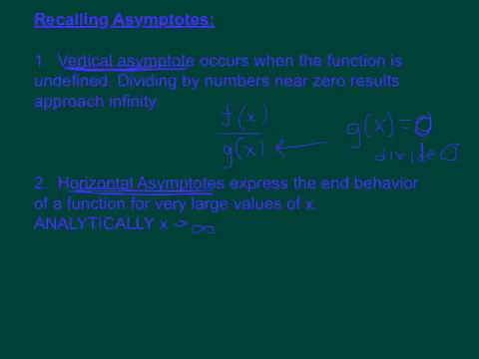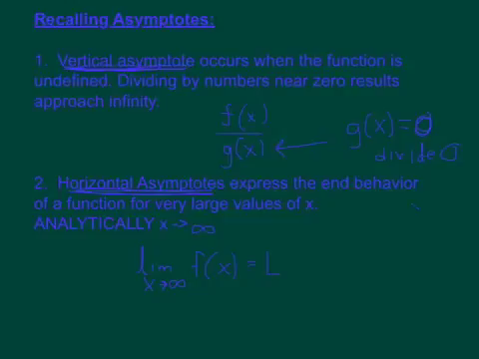Now mind you, you cannot substitute infinity for x. You can't plug in infinity and say infinity plus 1 divided by infinity minus 3. That's hard for the human mind to wrap around. So what we're actually doing is calculating a limit as x approaches infinity for our function. And if that function equals some number at infinity, then we have found the horizontal asymptote.